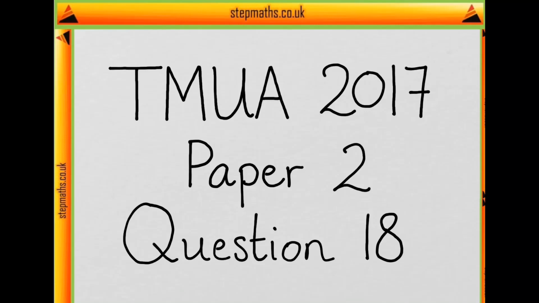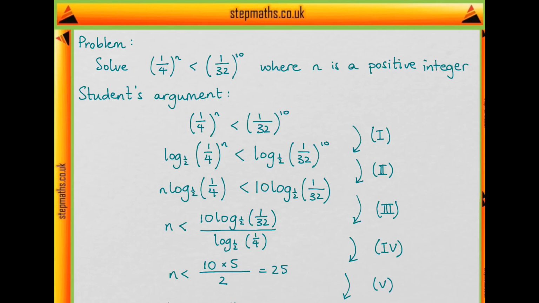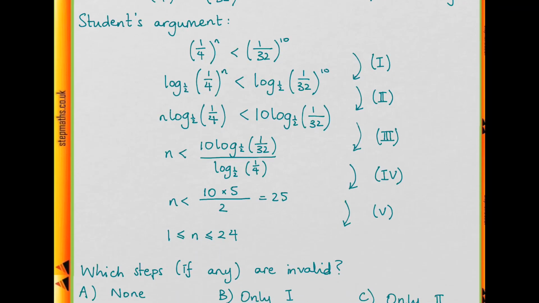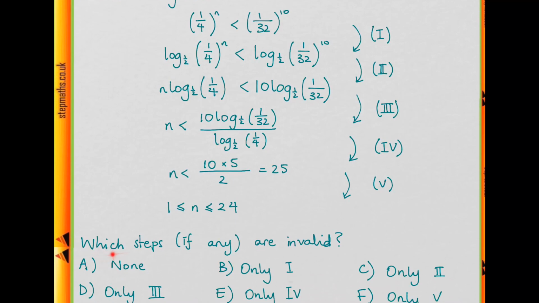Hi, this is question 18 on TMUA 2017 paper 2. So here we've been given a problem which is to solve this inequality where n is a positive integer, and the students had a go at solving this, and these are the steps they give in their argument, and we want to know which of these steps, if any of them, are invalid.